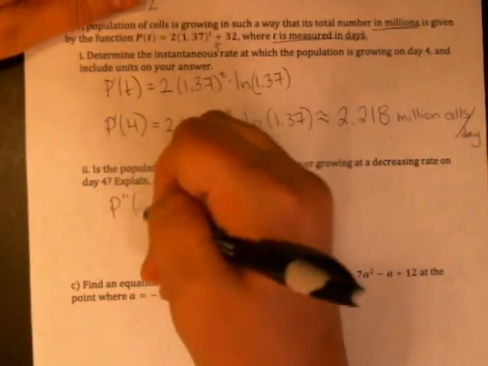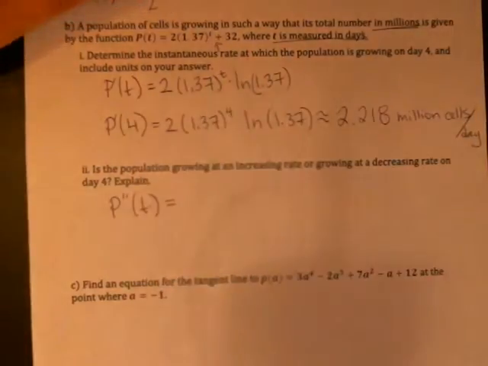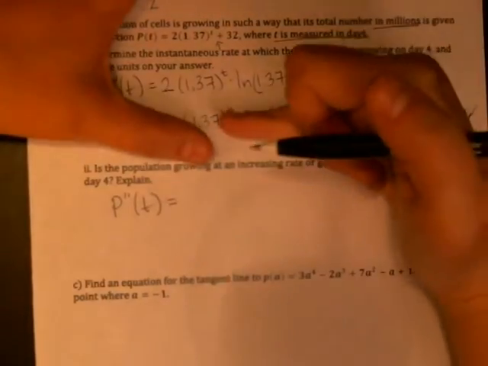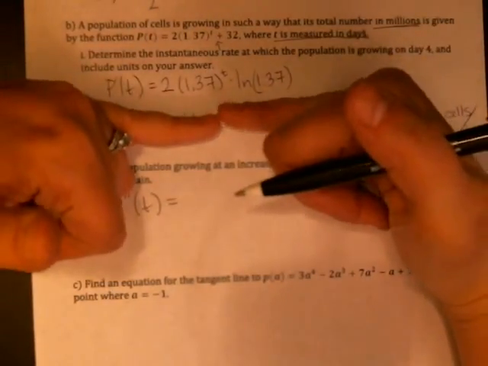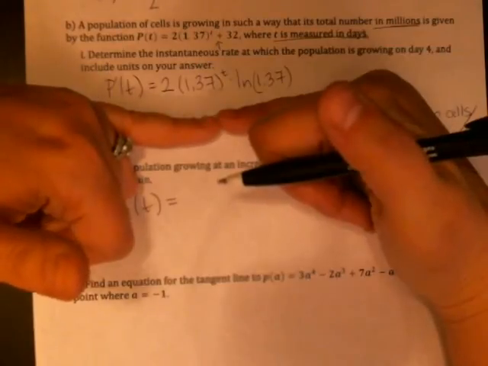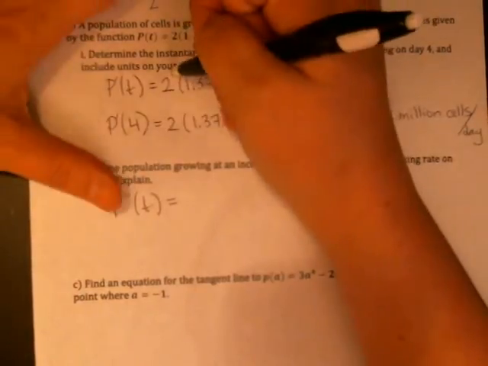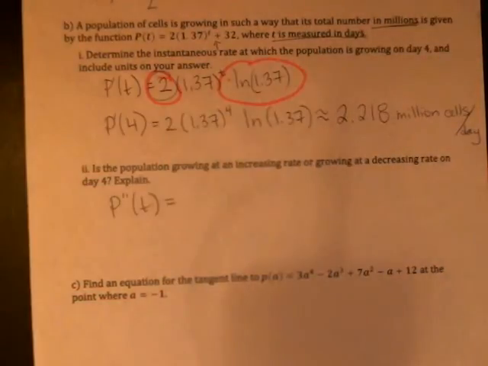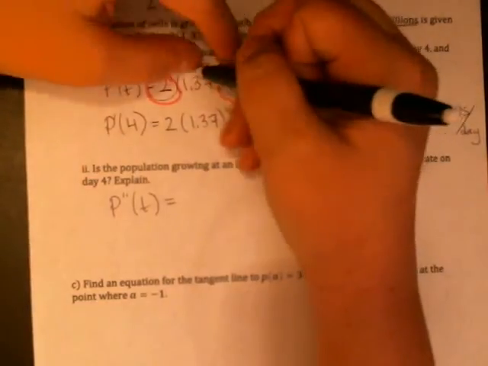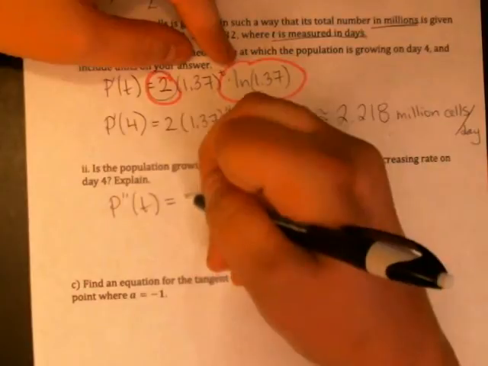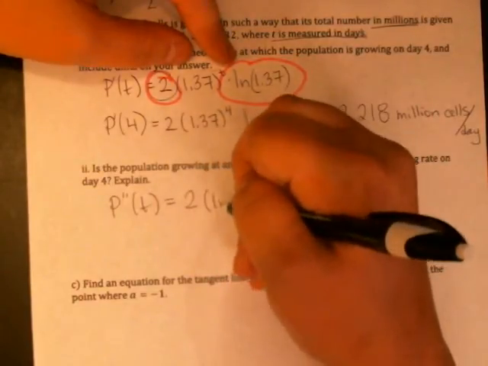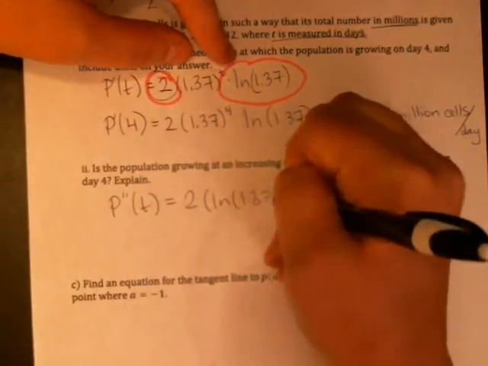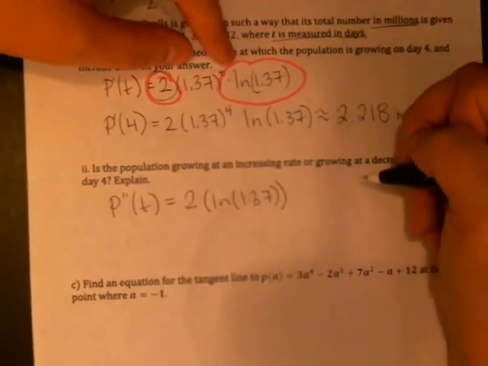So if we do a p double prime, here's our p prime, and we are taking the derivative of that. So that looks really hairy, but it's actually not so bad. All of this stuff, here, let me grab a color. The 2 and the natural log of 1.37, that's all constant. There's no variable in any of that, and it's all multiplied by this little exponential function. So I'm going to have a 2 times the natural log of 1.37 just coming along for the ride.